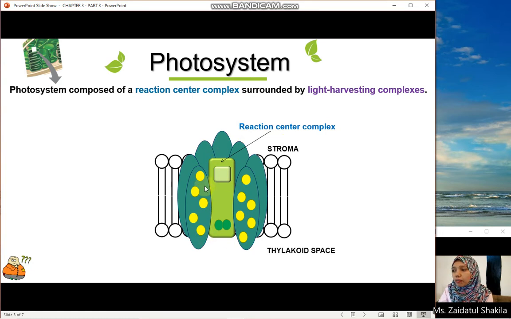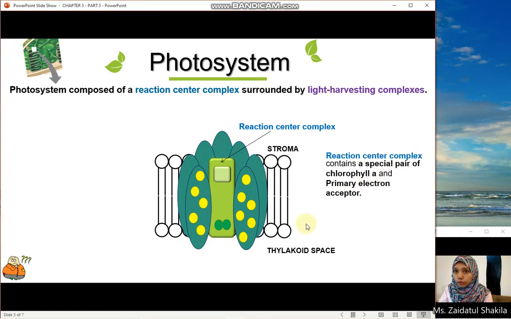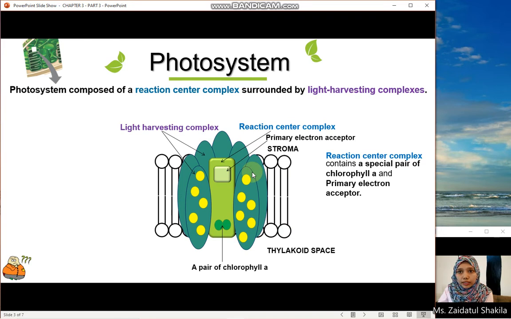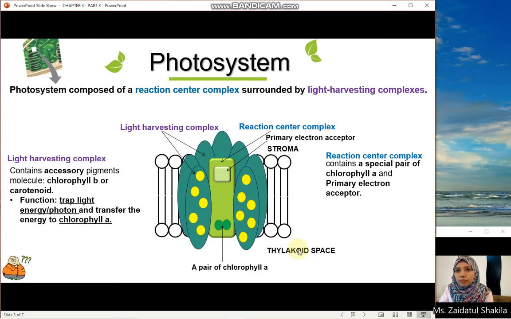The reaction center complex contains a special pair of chlorophyll A and a primary electron acceptor. The reaction center complex is surrounded by the light-harvesting complex. The light-harvesting complex is composed of many accessory pigment molecules, for example chlorophyll B and carotenoid, that function to trap the light energy, aka photon, and transfer the energy to the chlorophyll A in the reaction center complex.